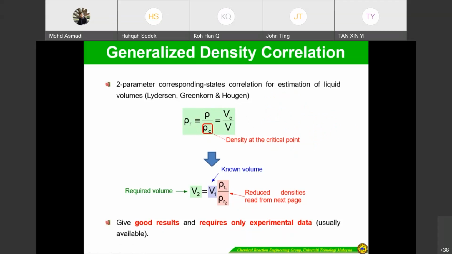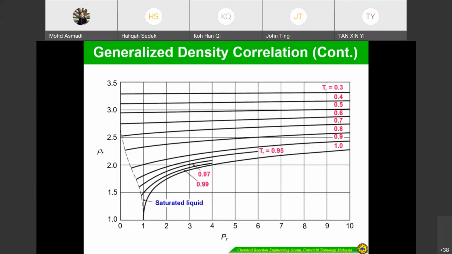For the first condition and also the second condition. And from that, we can do the correlation relationship to calculate V2, meaning the volume at the final condition that you want to determine. So we only require experimental data. You only have to determine PR and TR, right? And you can get rho R for that condition.